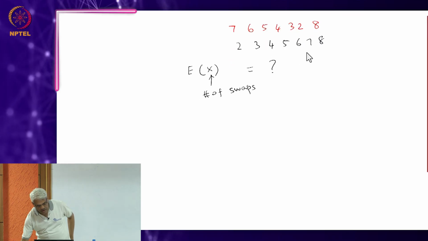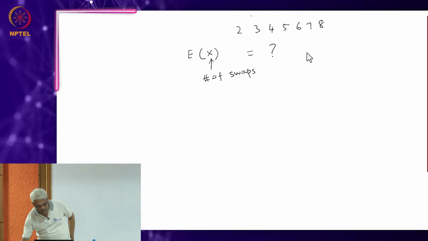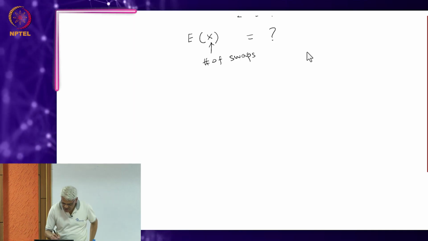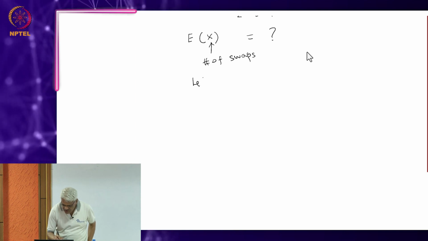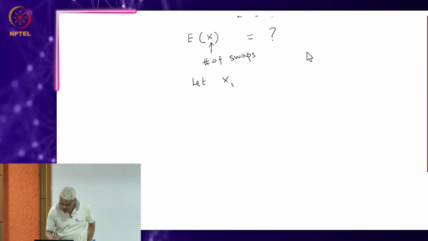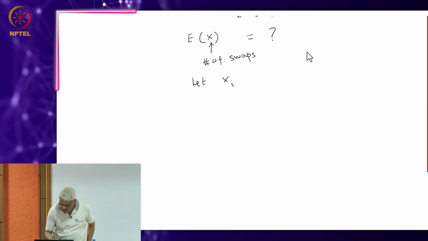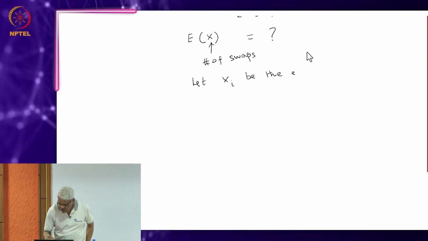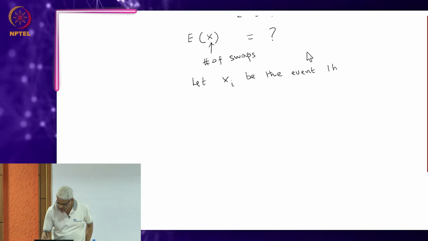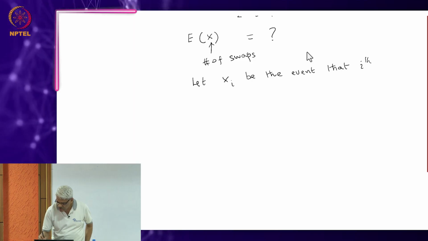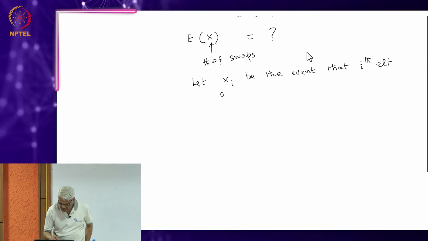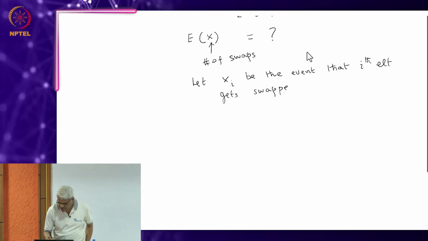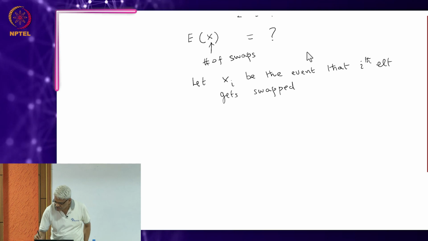How do I go about doing it? Let us break it up into small steps. Let us say xi be the event that the ith element gets swapped, that is, it comes into the max, for i greater than or equal to 1.